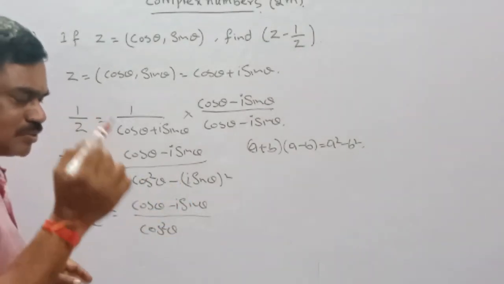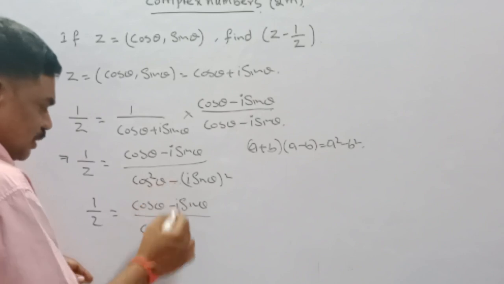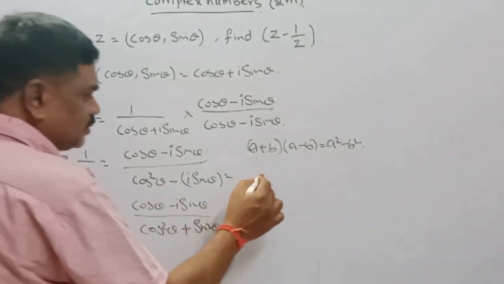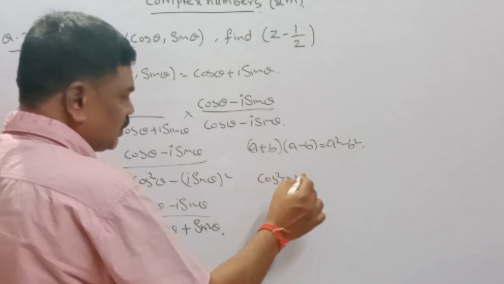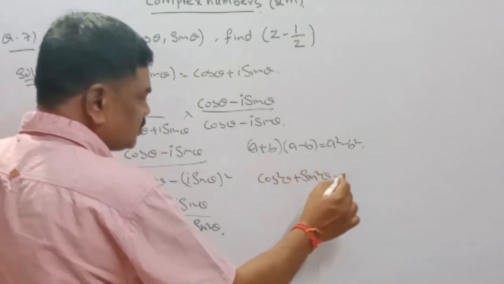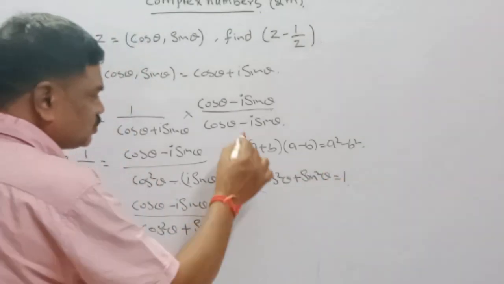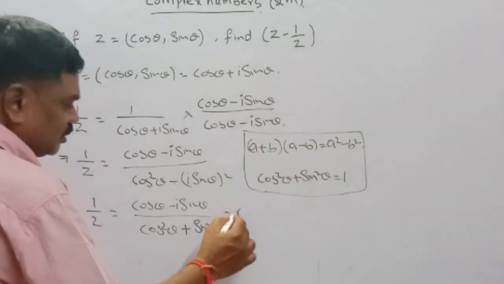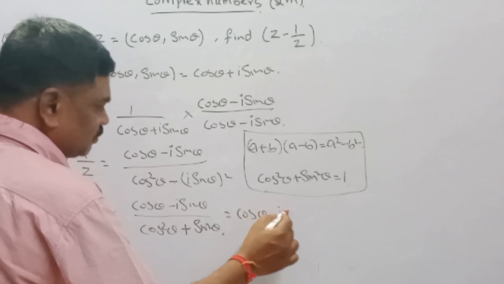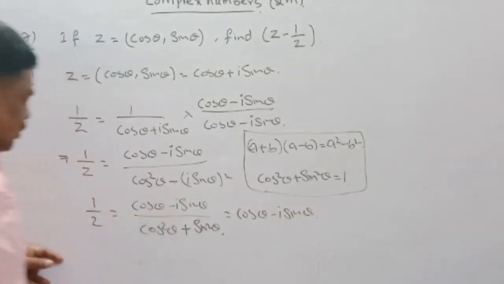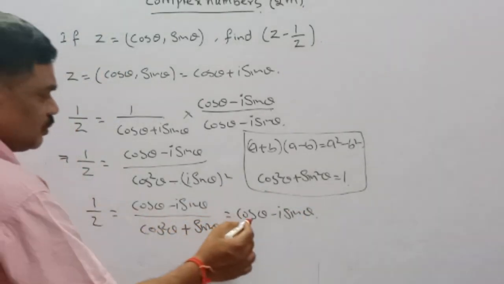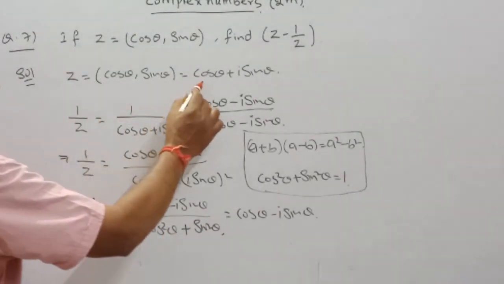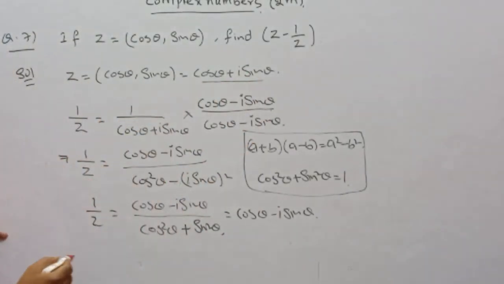i square value is minus 1, minus into minus plus. This is sin square theta. We know that cos square theta plus sin square theta is equal to 1. So by using this trigonometric identity, 1 by z is equal to cos theta minus i sin theta. Z is equal to cos theta plus i sin theta.